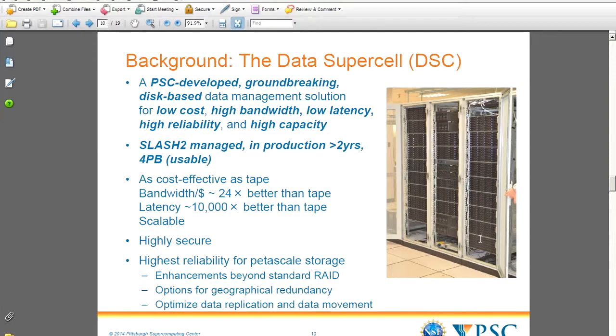At the same price point as tape, the data supercell was able to afford 24 times the bandwidth and about 10,000 times better latency. So looking at 15 millisecond seeks rather than 150 second seeks on tape. And so for bringing in very large data sets to do interactive analyses and ask what-if type questions when the idea comes, that was invaluable. Of course, it's highly secure, and it has features for very high reliability, going beyond standard RAID, geographical redundancy, and to optimize data replication, data movement. All those carry through to the Data XSL and are being extended. Slide 11, please.